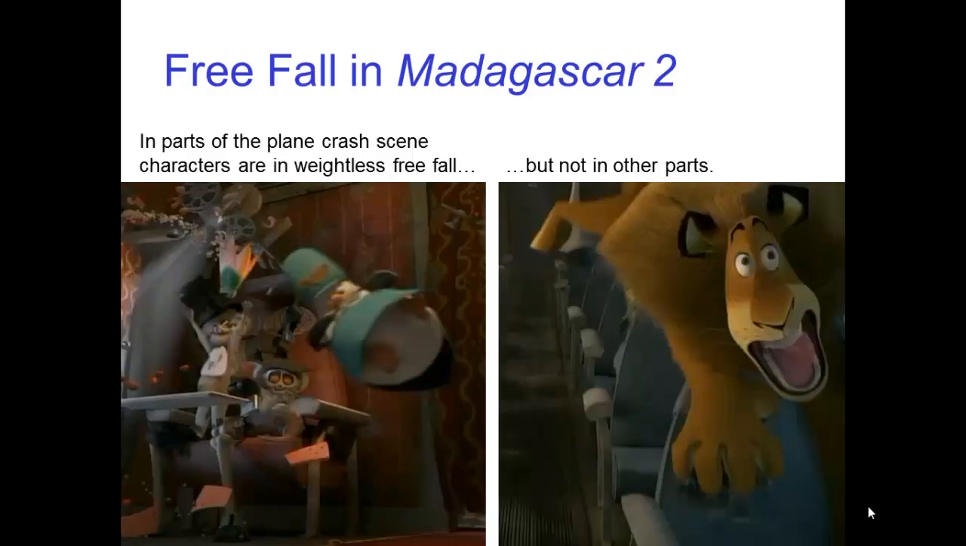In parts of the plane crash scene from Madagascar 2, the characters are in weightless freefall. But in other parts of that scene, they're not. The scene is frenetic and funny, so not only does it not matter, we don't even notice.